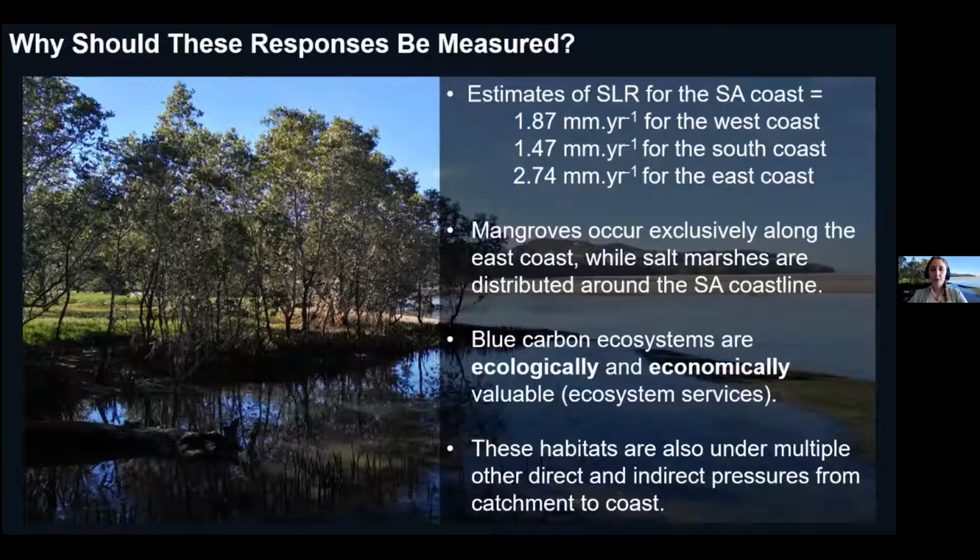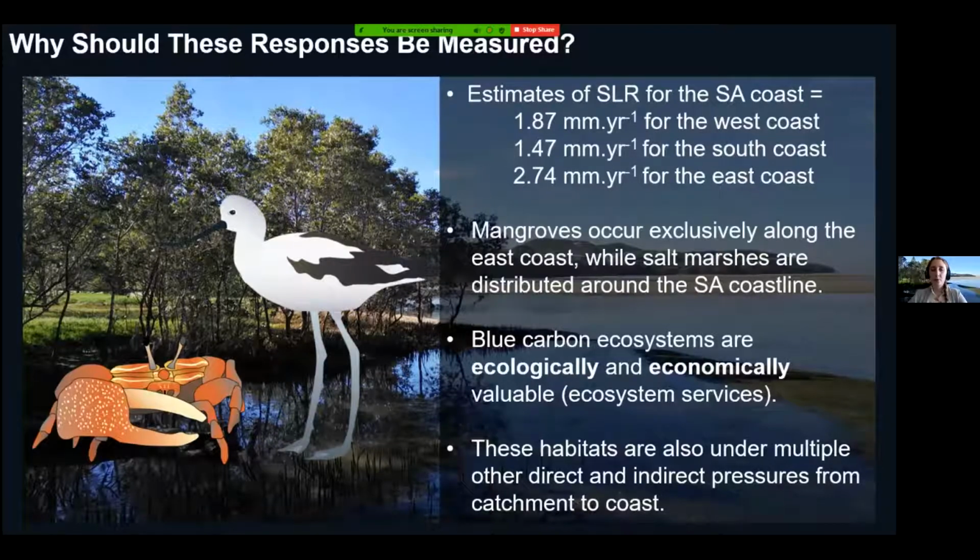Blue carbon ecosystems are ecologically and economically valuable for the ecosystem services they provide, and they also are important habitats for many species and they support biodiversity. Additionally, these habitats are under multiple other direct and indirect pressures that occur from catchment to coast.